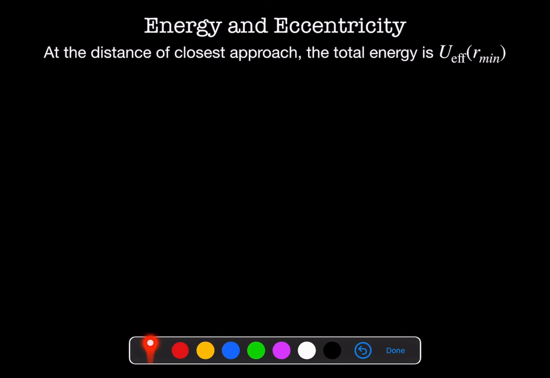Now that we understand the shape of these orbits, let's have a look at how the eccentricity, or that parameter epsilon, affects their energy. At the distance of closest approach, the total energy is equal to U effective at R min. That's because at the distance of closest approach, there's no kinetic energy in the system. R min occurs at theta equal to 0, which means that R min is equal to C divided by 1 plus epsilon, or equivalently L squared over gamma mu times 1 over 1 plus epsilon.